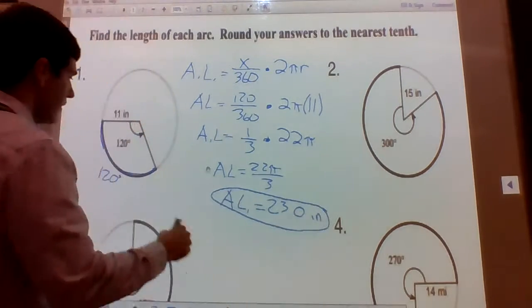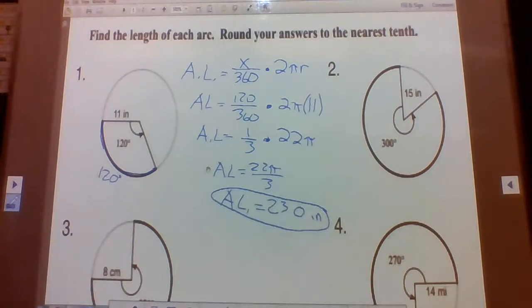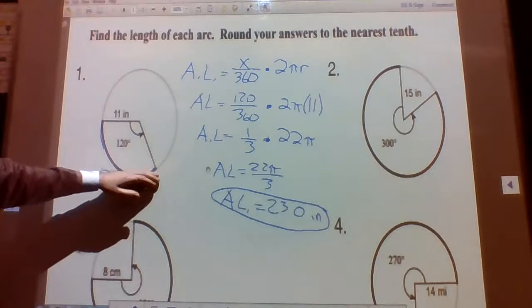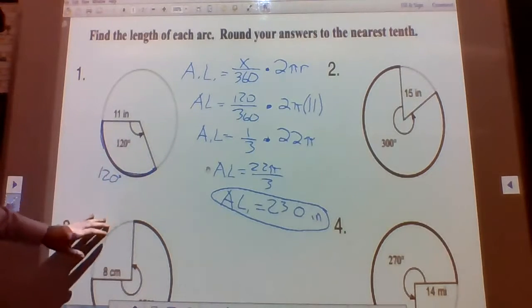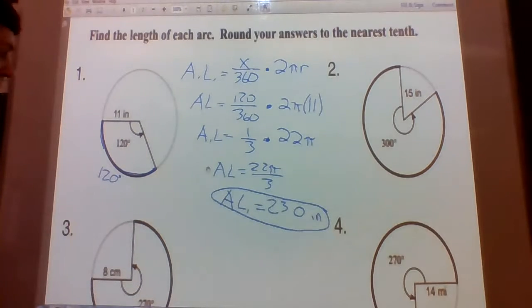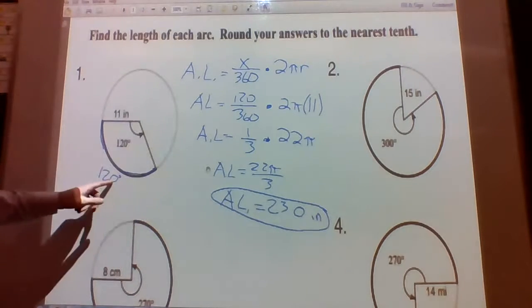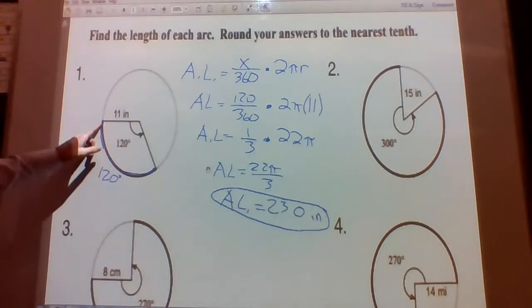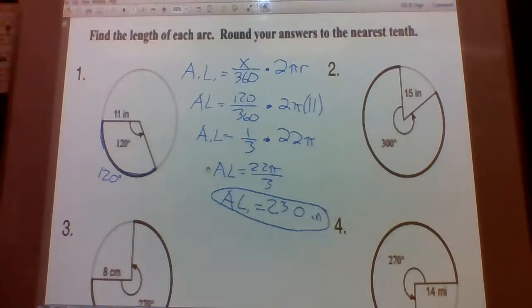So the length of this arc is 23 inches. The arc measure is 120 degrees, and the arc length is 23 inches. It's 120 degrees out of 360 of the circle, and the distance along the circle itself is 23 inches. Okay, number 2.